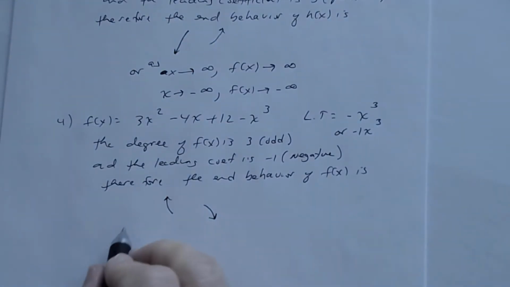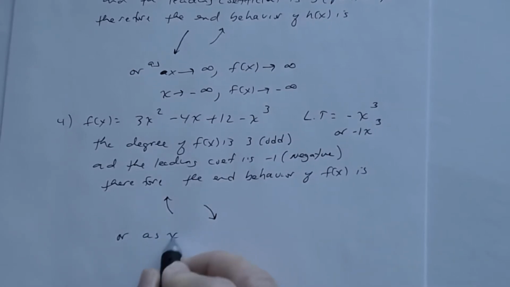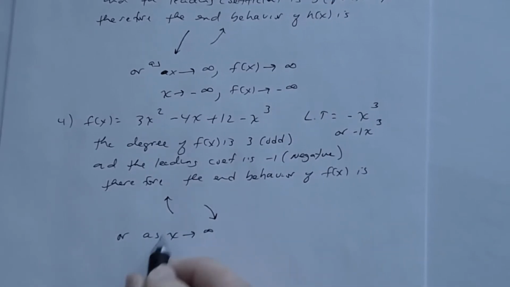All right, you also need to know this. You need to also know this. So that means as x approaches infinity means what's happening on the right side. So on the right side, what's happening to these y values?